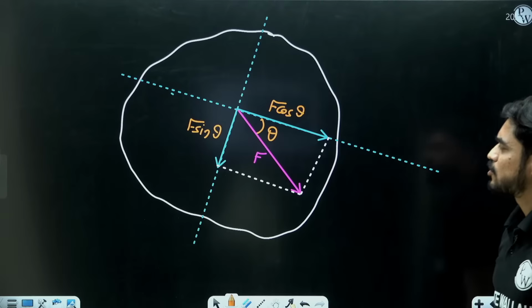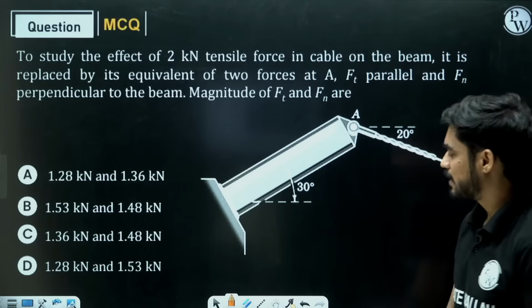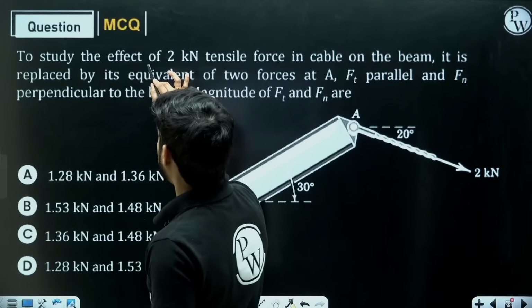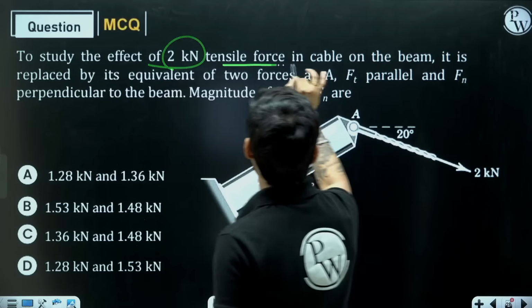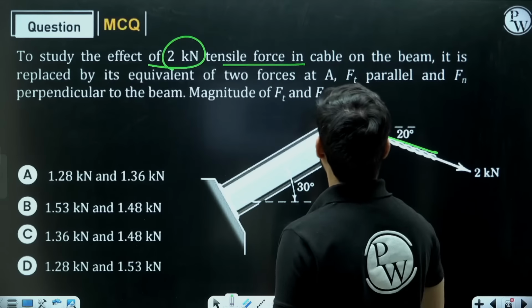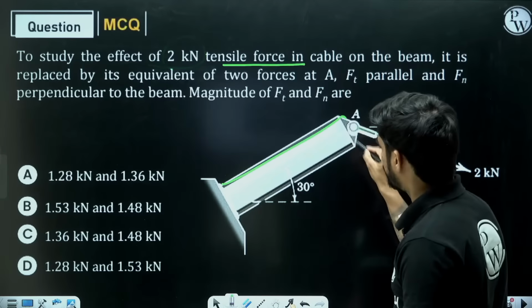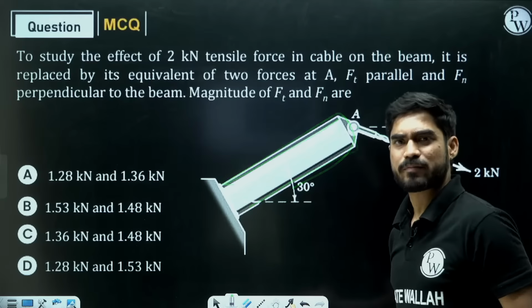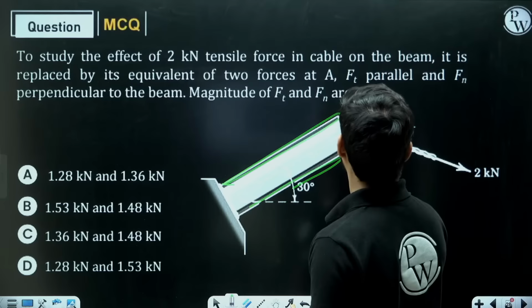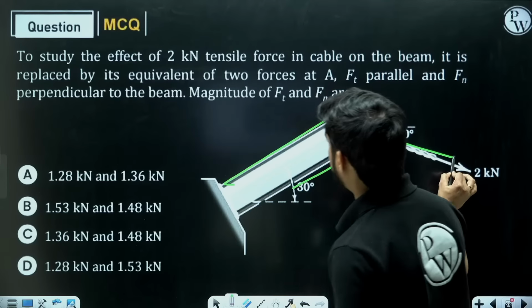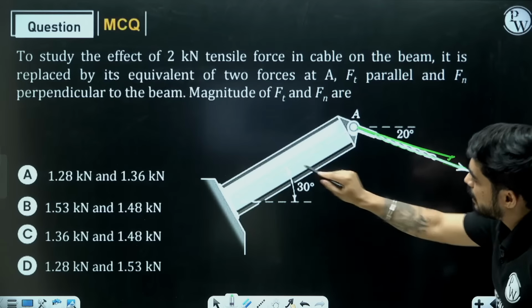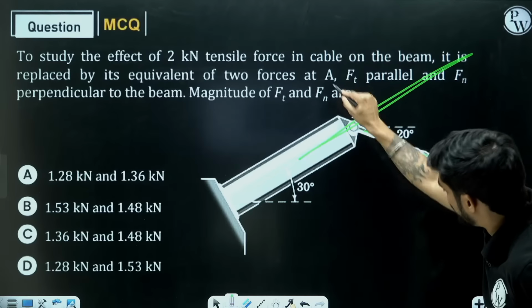Okay, let's solve one question on this. Okay, this is a very interesting question. Understand this. It's a very practical question. To study the effect of 2 kilonewton tensile force in cable on the beam, we have this beam. Okay, we need to, let's say, find stresses in this beam. So to study the effect of this force, we need to find two equivalent forces, two components of this force along this axis and perpendicular to this axis.